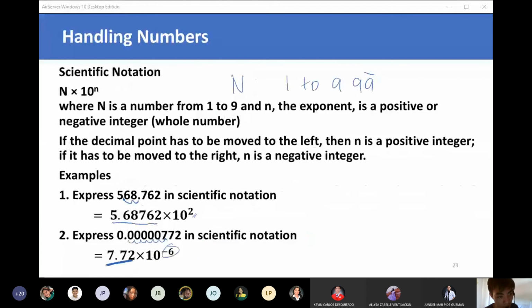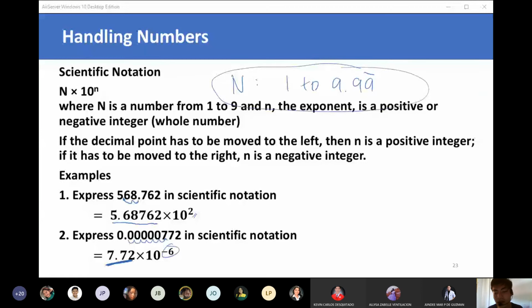So ganon, no? That's how you write scientific notations. Always first write your front number or your integer number in such a way that it fits the range from 1 to 9.999 only. Anything beyond that is not good. You have to move the decimal point again. Okay? And the number of steps you take for moving your decimal point corresponds to a positive or a negative exponent. No? Pag left, positive. If right, negative. Okay? Alright.